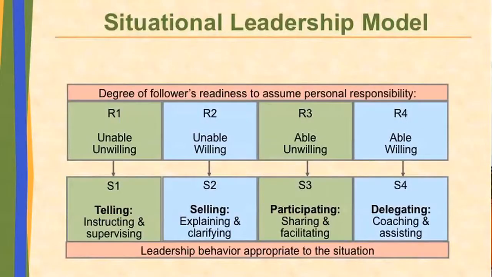Here's an example of that when you look at R1 and S1. Whether they're unable or unwilling, you tend to use a telling style, and you tend to be more supervisory, with close contact, helping them through the job. When you have the next level, unable but willing, you tend to use a selling style, like I said. When they're able but not exactly motivated or willing, you use more of a participative style and get them involved in decision making. And when they're able and willing, you just coach them and send them on their way.